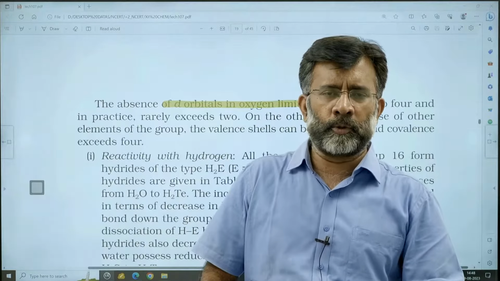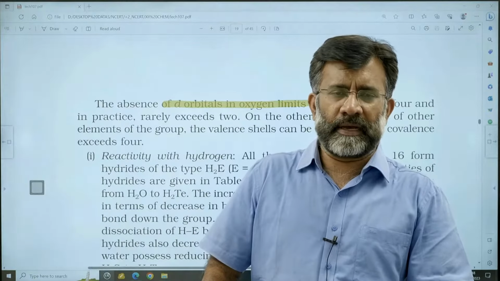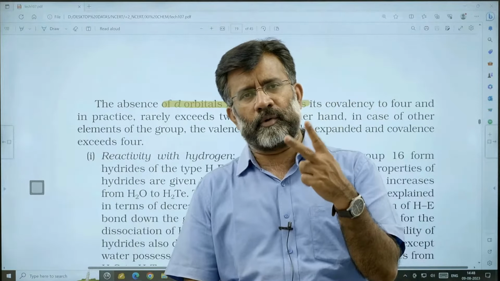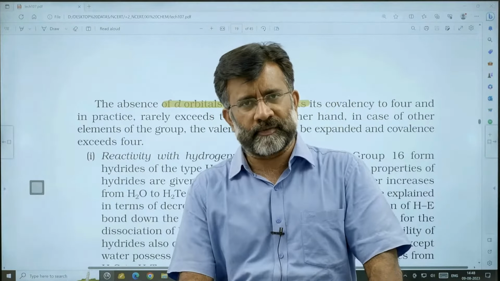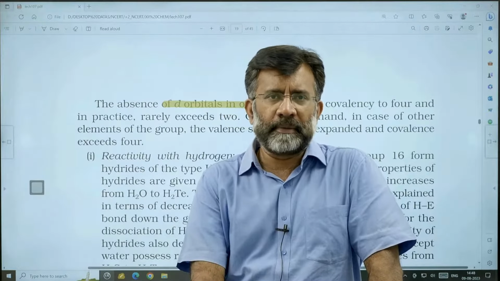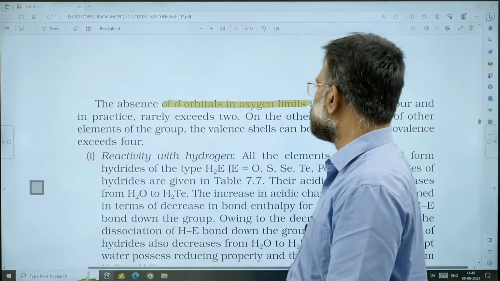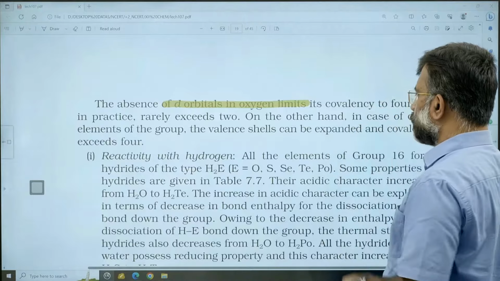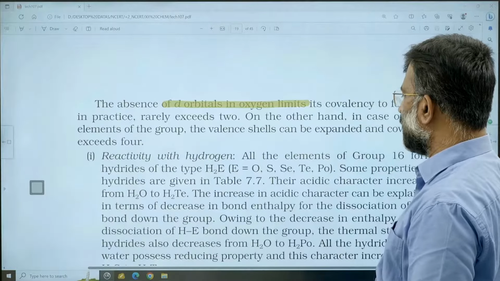They belong to the second period. Their valence shell is n equal to 2, and for n equal to 2, they can have only 4 orbitals: 2s, 1 orbital, and 2p, 3 orbitals. That is the limit they can have. In practice, it rarely exceeds 2.